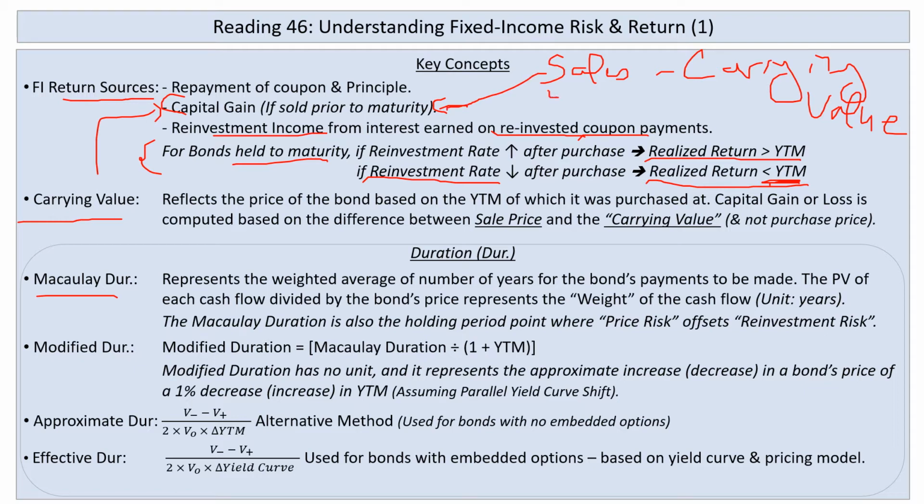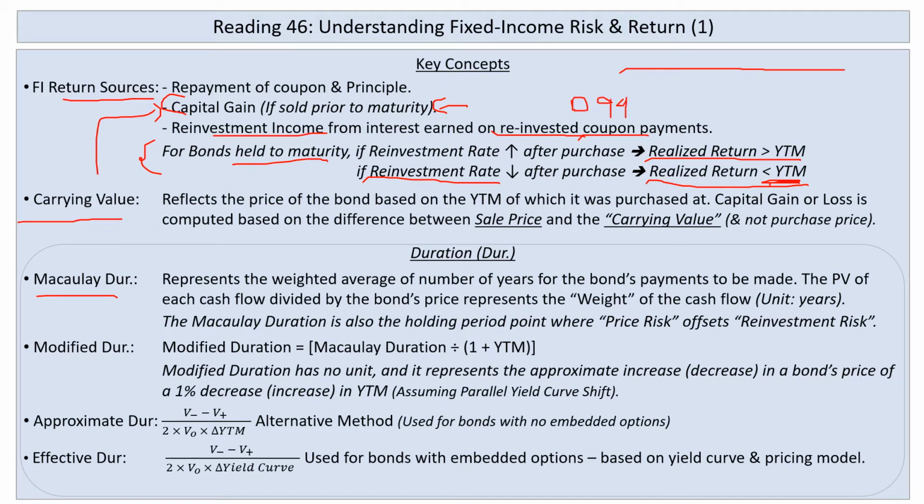Now, sales price is easy. It's simply the price at which you sold your bond. However, what is carrying value? Carrying value is the price on the constant yield price trajectory. So let's say it's a discount bond initially bought at $9.90. As time passes, the price of the bond would converge to par, right? This is what we explained in an earlier reading. Now, the carrying value assumes that YTM is constant.